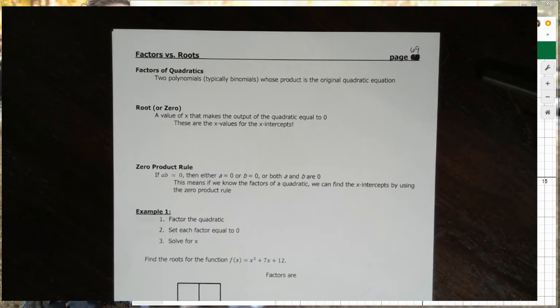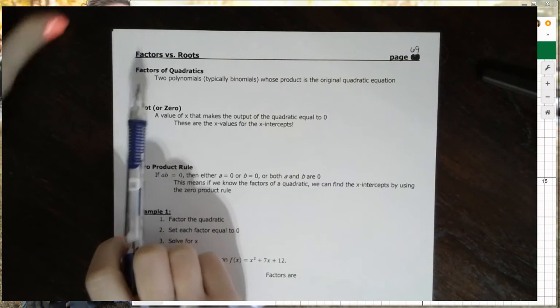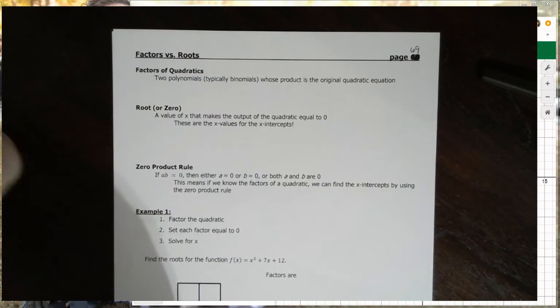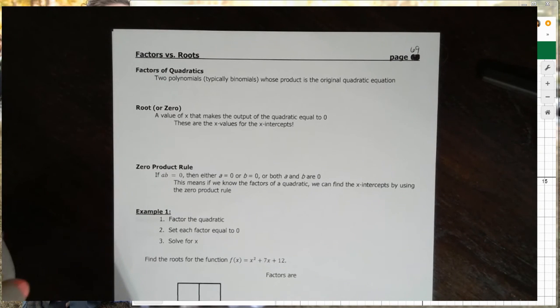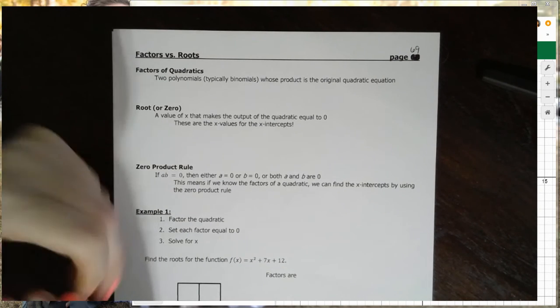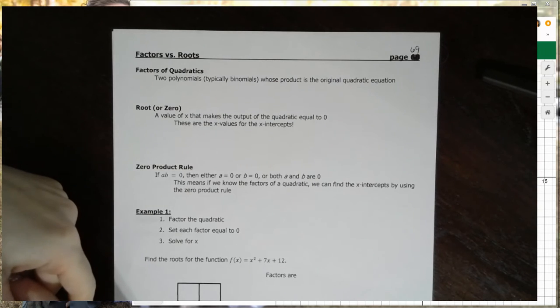So these are our factors versus roots notes. You already have the PDF copy uploaded, so you can follow along with me. We've already talked about factoring quadratics. That's what we spent last week working on. That's when we have two polynomial statements, which are usually binomials, like x plus 1 times x minus 3, for example. And then when we multiply those together, we get back to our original quadratic.